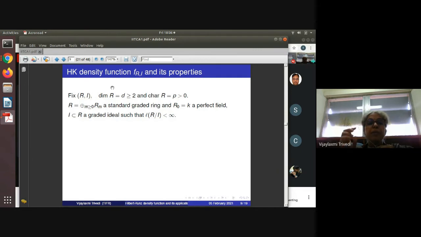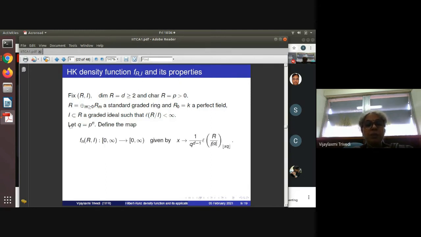Now, remember that HK multiplicity was defined using a sequence of lengths. So here we'll do the same thing. We'll define this density function taking a sequence of functions. So what is the sequence? You take Q equal to p^n. So the function F_n(R,I), you just take x going to the length of R mod I^[Q], taking its xQ piece, the closest integer to xQ, the length of that graded piece. So this is of order Q^(d-1), as the Hilbert-Samuel polynomial formula will tell you. So you divide by Q^(d-1), and this becomes independent of Q over time.